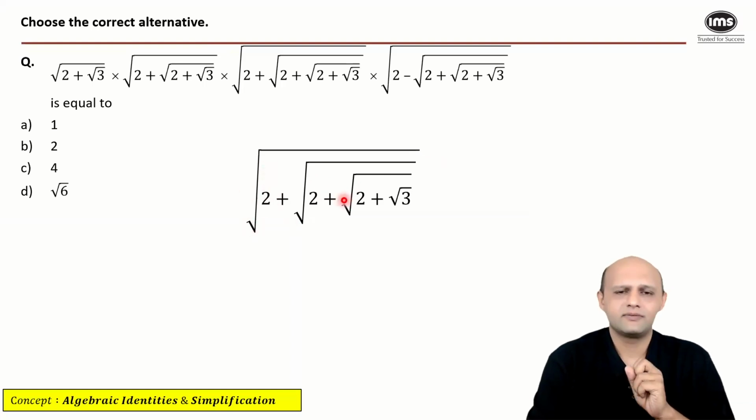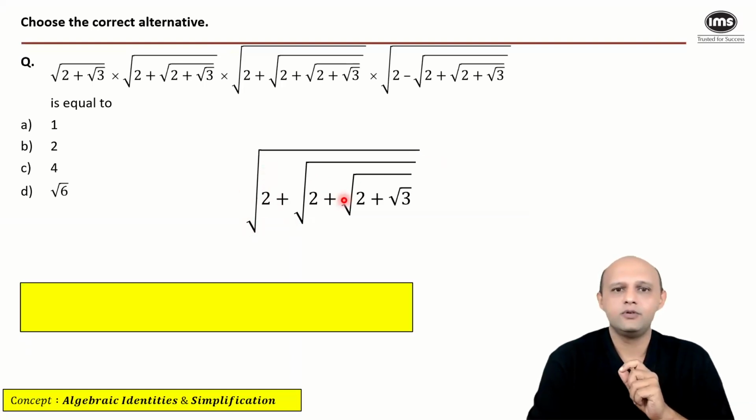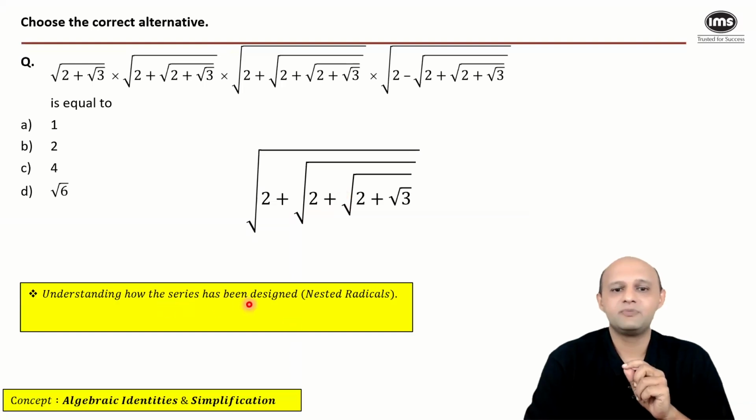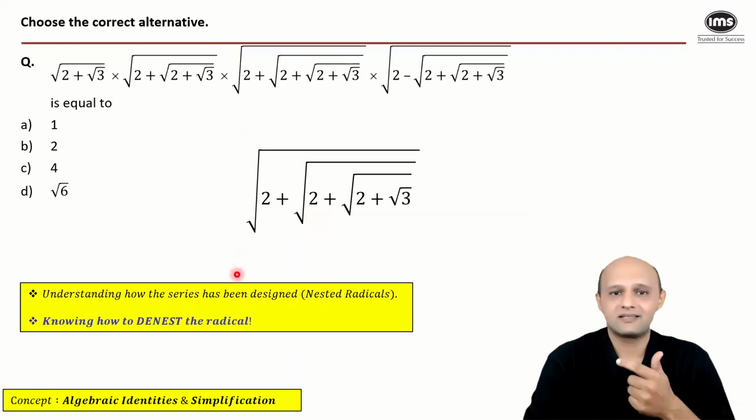So there are two things, friends, you need to understand when you want to solve such a question. First is how the series has been designed, i.e. nested radicals. So these are essentially nested radicals of the form a plus root b. The second thing that you must know is how to denest the radical. So two things. One is understanding the fact that these are nested radicals, which is very evident, but equally important is to know how to denest the radicals. Now let us understand.